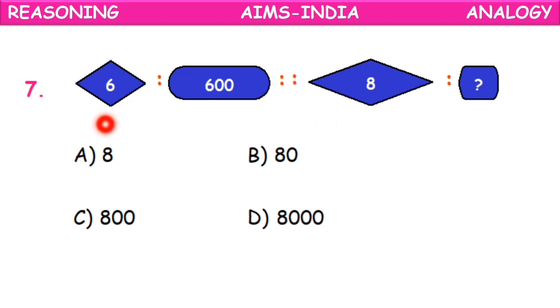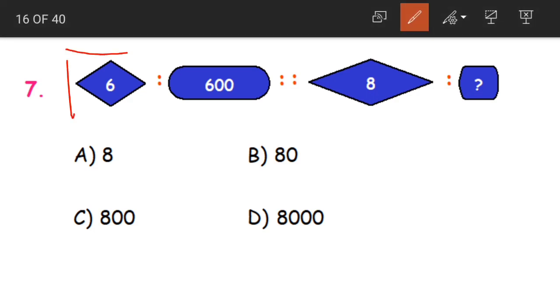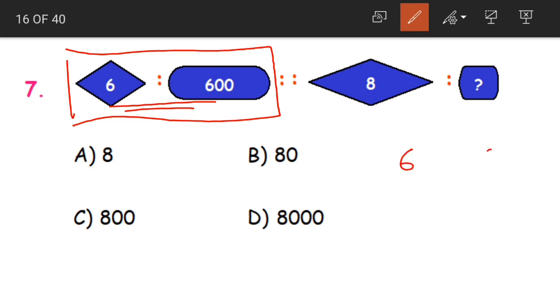Next question 7. 6 is to 600 as 8 is to dash. Again, this is our complete pair. So what can we understand from this? We have 6 and 600. What is the relation here? In the second number, what did we do?